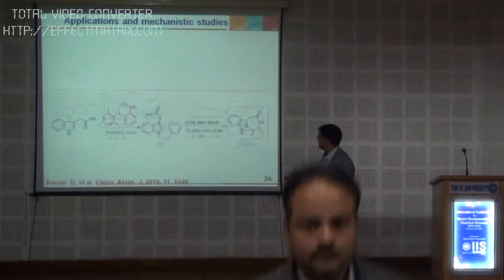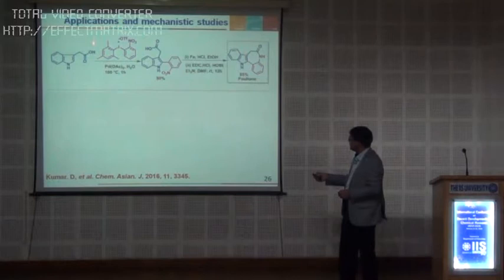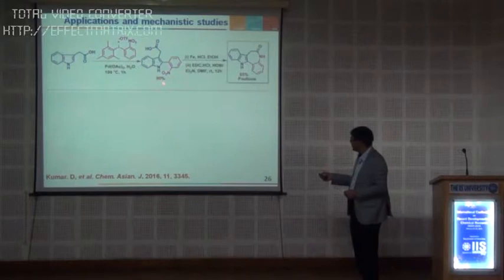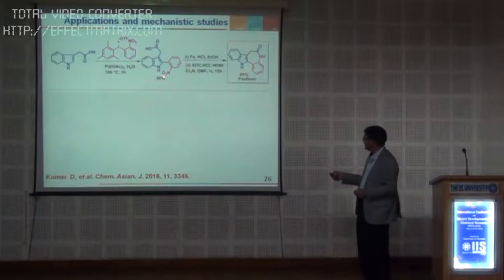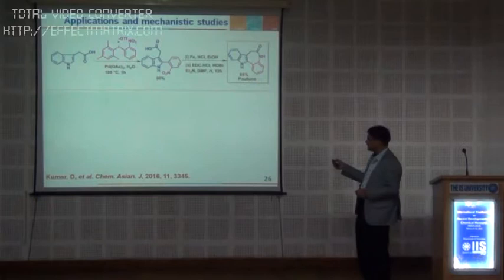Now, making this ortho-nitro substituted diaryl iodonium salt, we prepared this ortho-nitro substituted indole-3-acetic acid, which upon reduction and activation of this carboxylic acid leads in two steps to this polone molecule, which is a lead anti-cancer agent.